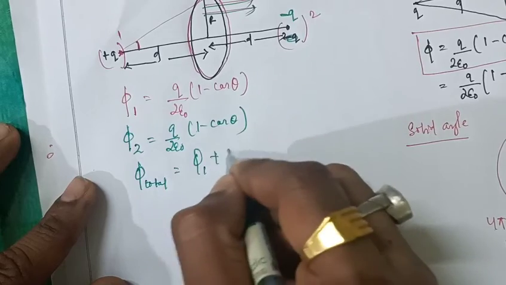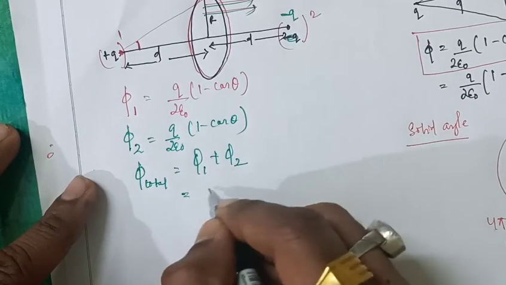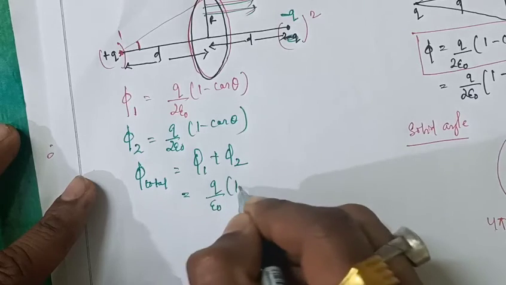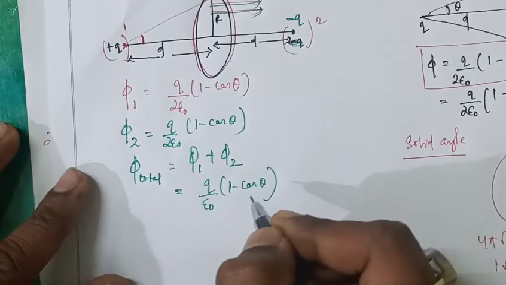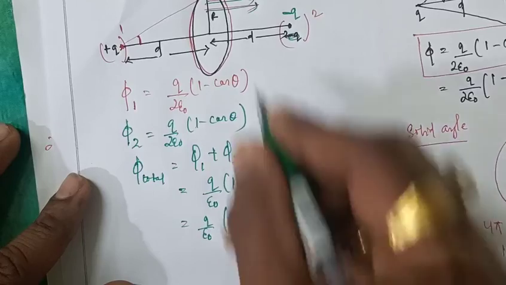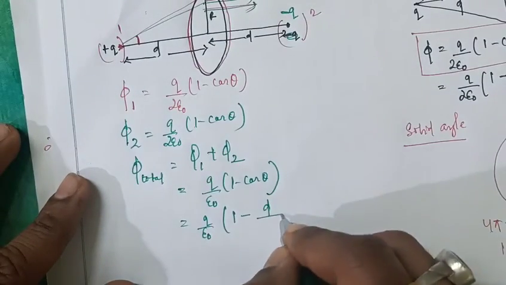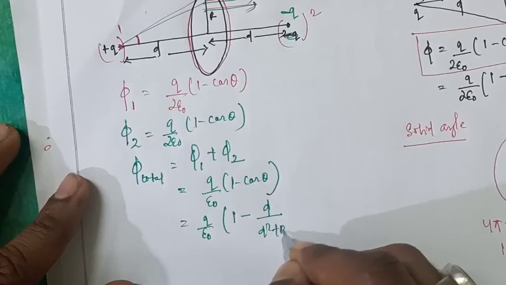Phi 1 plus phi 2. These two fluxes will be added. The expression will become q by epsilon naught times 1 minus cos theta. And for this q by epsilon naught times 1 minus cos theta, I can simply substitute the value: d upon the square root of d square plus r square.